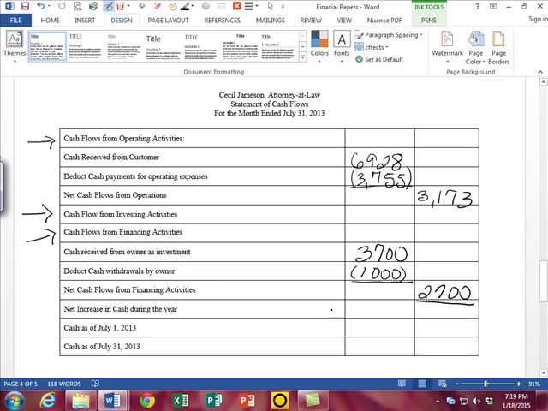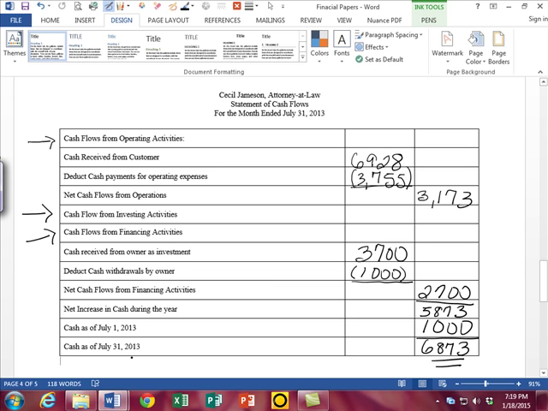Draw a line for another calculation, and we're going to determine whether there was an increase or decrease. And what we're looking at here is there was an increase in cash of $5,873 for the month. We're going to add in the cash at the beginning of the month, and if you look back at the transactions, you see that the beginning balance for cash was $1,000. Draw another line, and now we're going to add these two totals together to determine that the ending cash flow as of July 31st is $6,873. And we're going to double underline that because that's our final answer.